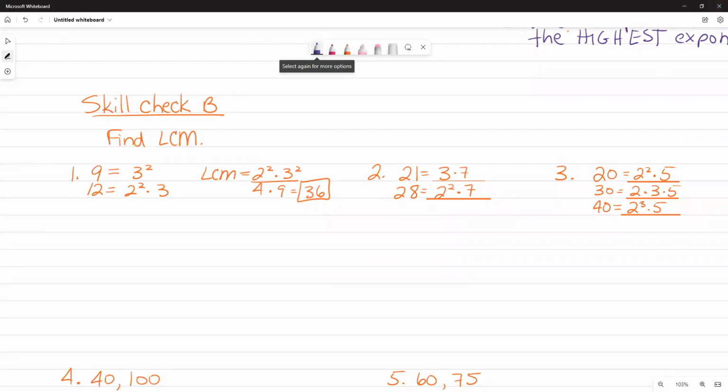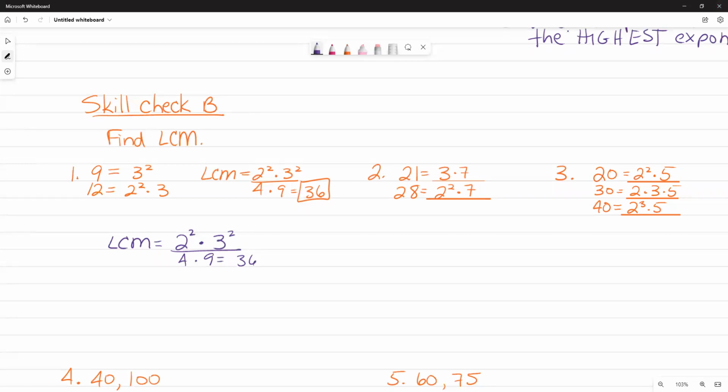So number 1 is actually exactly what we did for the example. So I went ahead and just finished it. Again, using your steps, with the least common multiple, you take all given factors. In this case, we have the number 2 and we have the number 3. And then you go back and look at the highest exponent. 2, the highest exponent is squared. 3, the highest exponent is squared. So that's where we got our 4 times 9, which is 36.